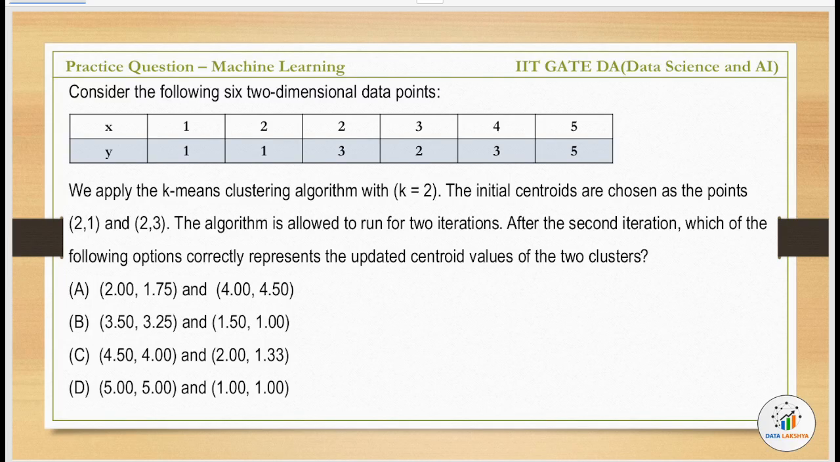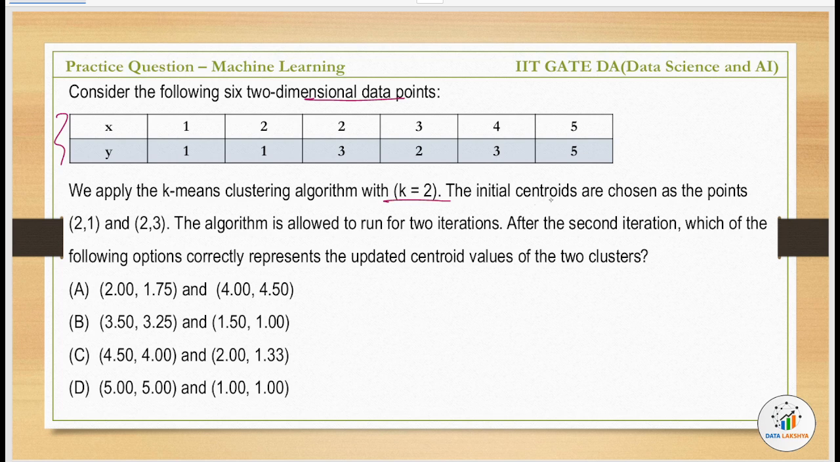In this video, we are going to discuss a question from machine learning. The question says, consider the following six two-dimensional data points that are given here. From here we can read the values of x and y respectively. Further, it says we apply the k-means clustering algorithm with k equal to 2.